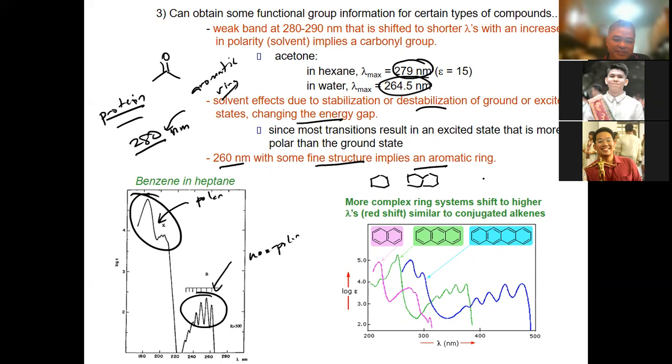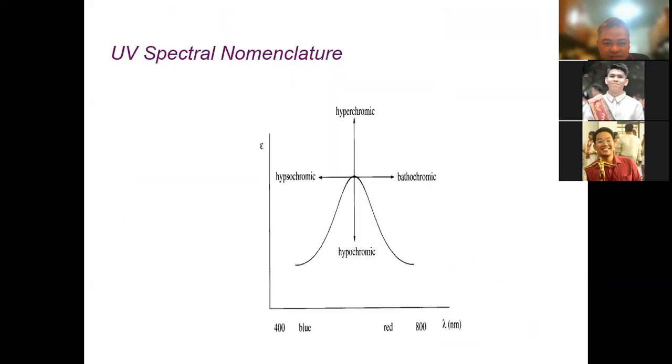Okay, so a more complex ring shifts to higher wavelengths or redshift, similar to the conjugated alkenes. Now, the UV spectral nomenclature, so itong redshift, tawag natin is bathochromic. Kapag blue shift, tawag natin is hypsochromic. Kapag going up, hyperchromic, going down, hypochromic.